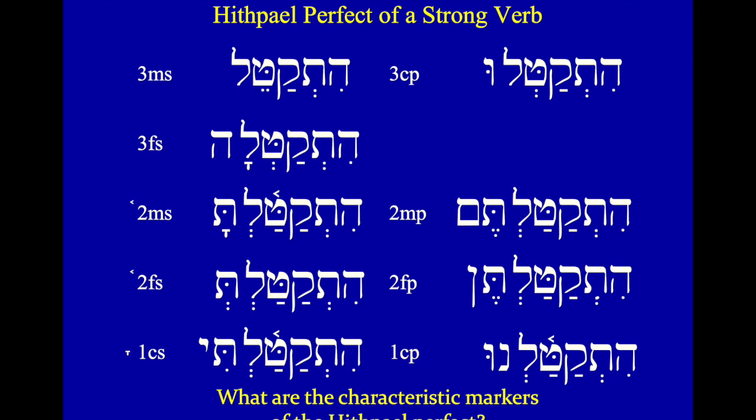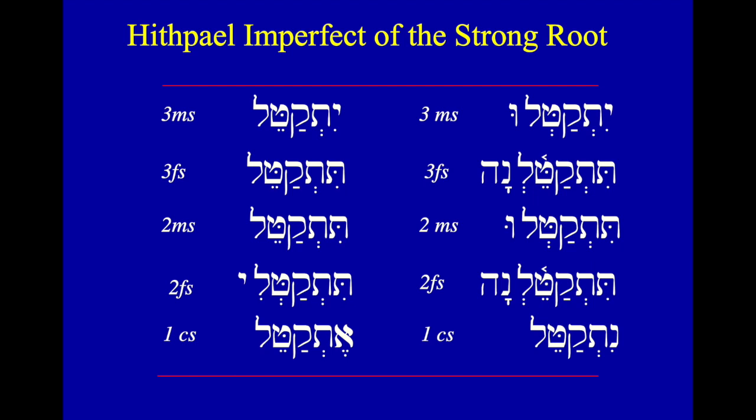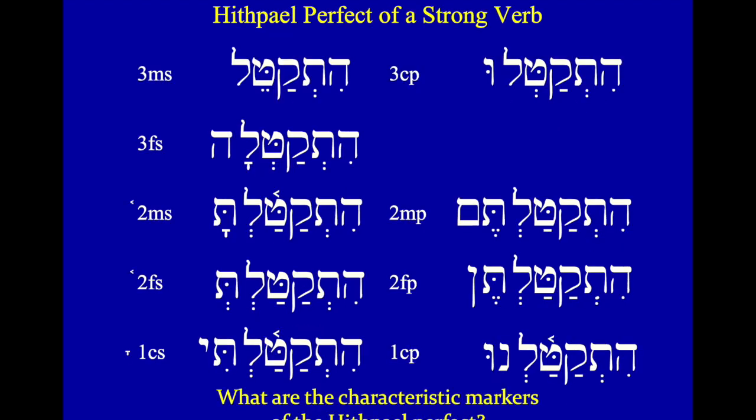You've got your root there, right? You've got the root katal, that root that we use all the time. But look at what you've got on the front. You've got a hit, right? Sorry, I accidentally moved ahead there. You've got a hit. Notice your hit here. Do you see the third masculine singular form? Hithkatel, or underneath, Hithkatla for the third feminine singular, or the second masculine singular, Hithkatalta.